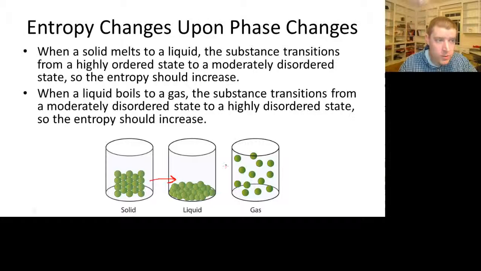When a liquid boils to a gas, so this process here, the substance transitions from a moderately disordered state of the liquid to a very highly disordered state with the gas. Right? In a gas, all the molecules are acting totally independently. None of them are together. There's basically no structure left at all. There's no order left. The molecules are just distributed randomly in the container. They're moving at random speeds, and therefore the entropy should increase as we go from a liquid to a gas.